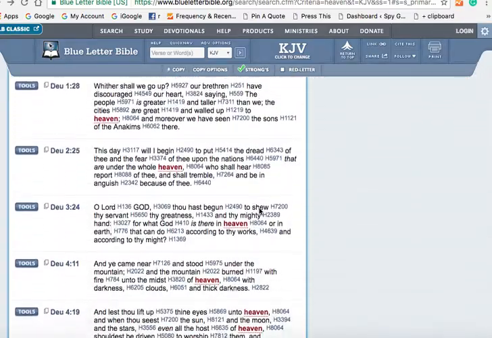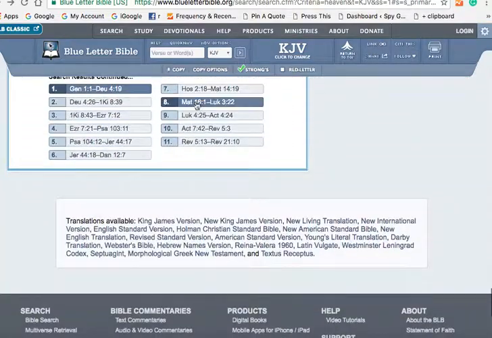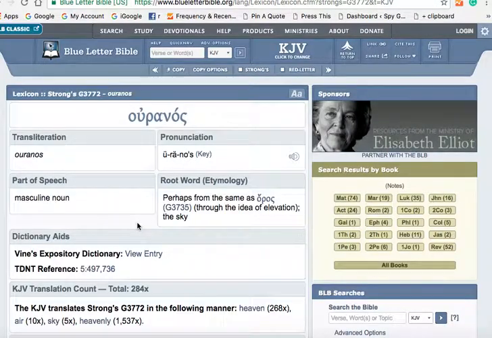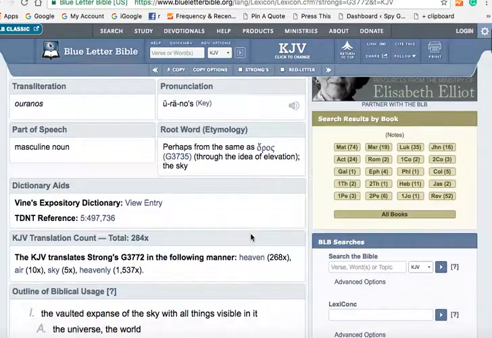which would be, let's do Matthew. And the word here, if you notice, is heaven, and to its right side there is a G3772. So we click that, and now it's going to give us the Greek understanding of the same word. Okay, now it's Ouranos, which I believe references the sky more so than the other one.